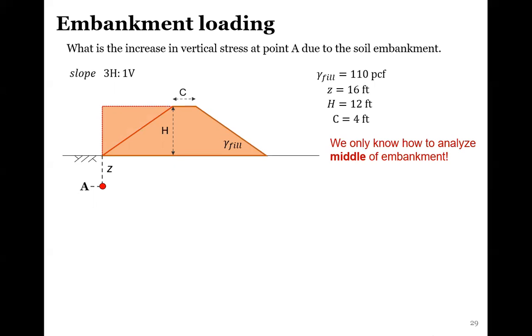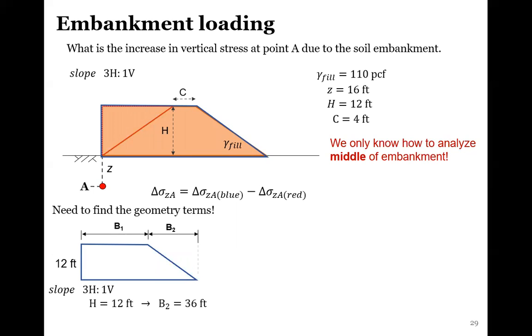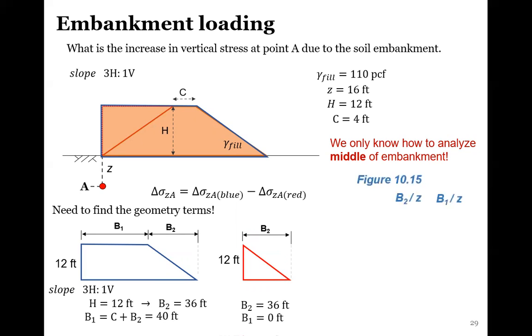So we do the analysis for this whole embankment, which I'm going to call blue since it's highlighted in blue. Once we find all the geometry, we need to subtract this smaller fake embankment that we added on to it. So once we have the blue and we find the red, we subtract those two from each other and we find the actual increase of the embankment.